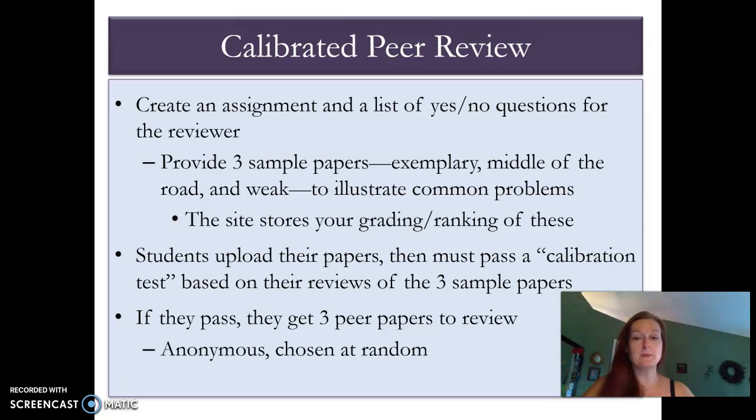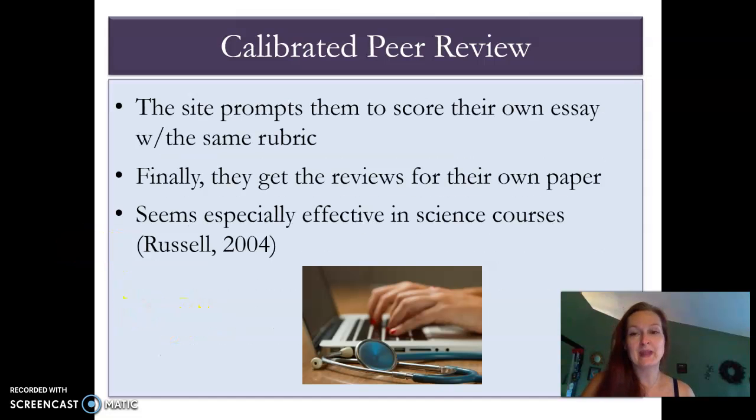So students upload their papers, and then they have to pass a calibration test based on their reviews of the 3 sample papers. And if they pass that calibration, then they get 3 papers to review. This is completely anonymous and random, so people can be brutally honest, which is always a good thing, right? The site prompts them to score their own essay with the same exact rubric, so it's teaching them to become better self-editors as well. And then finally, they get the reviews for their own paper.